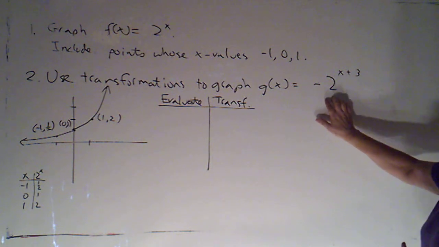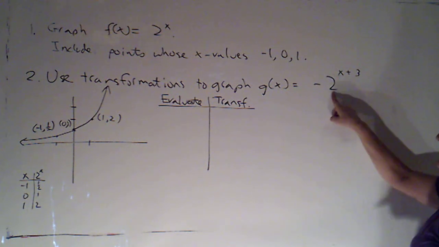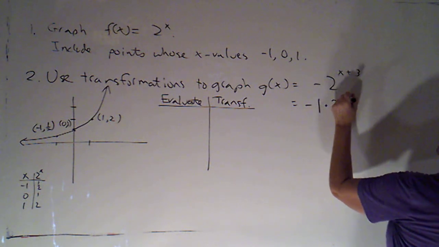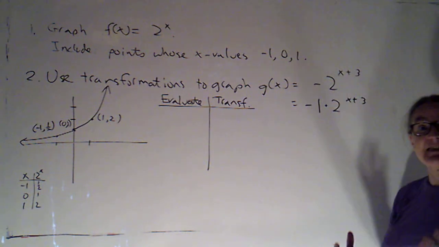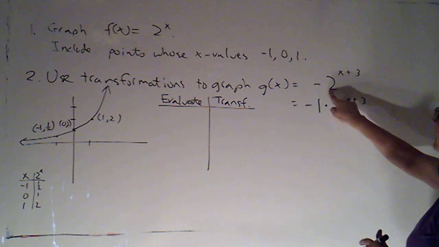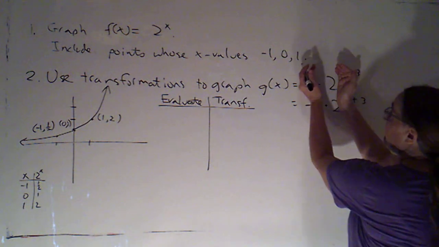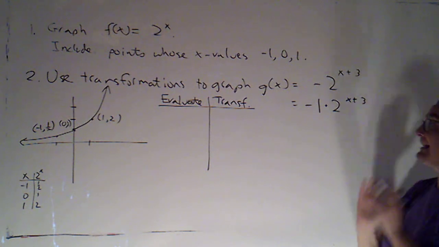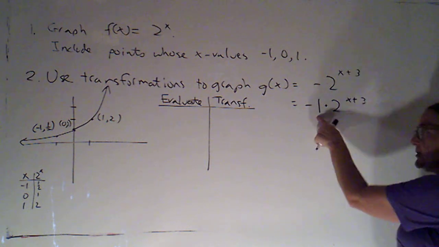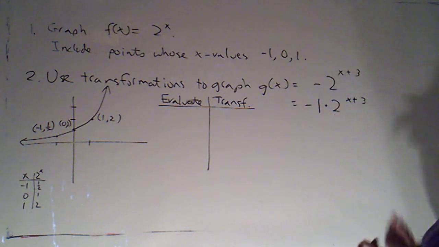One thing to be very, very careful of here, this is not a base of -2. The base is 2. It might be helpful to rewrite that as -1 times 2 to the x plus 3, because that's what it means. The rule is exponents act on what's immediately next to them. So the only way that negative would be part of the base is if I had it in parentheses. It's not in parentheses, so I'm going to take 2 to this power and then multiply the result by -1. If you're at all likely to get confused, rewrite it like so.